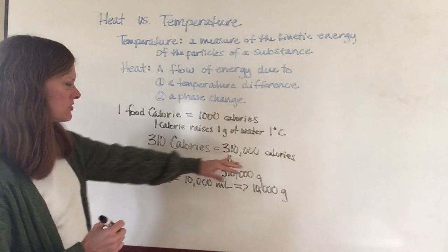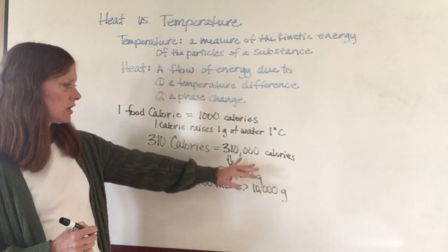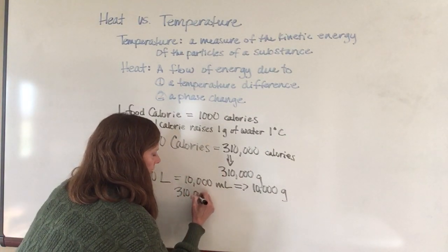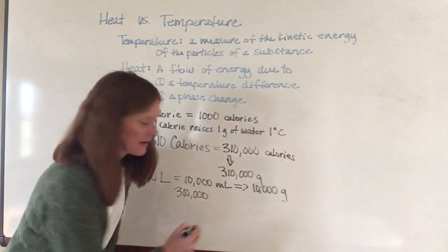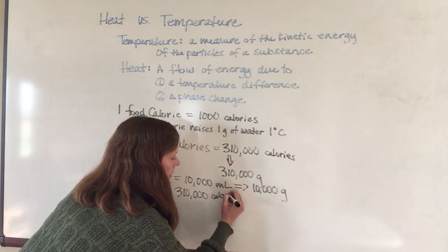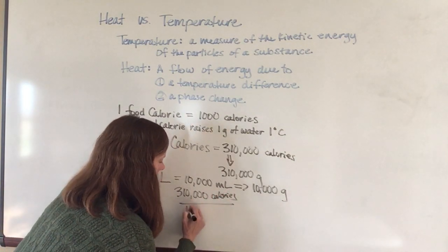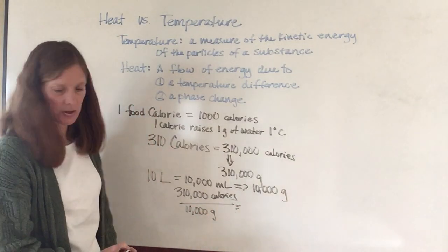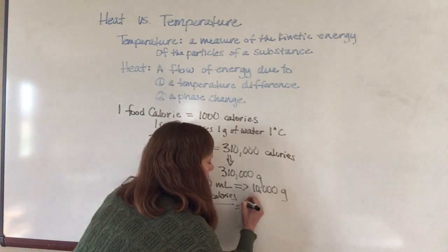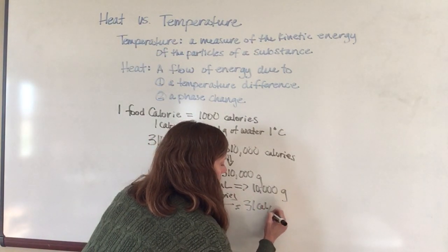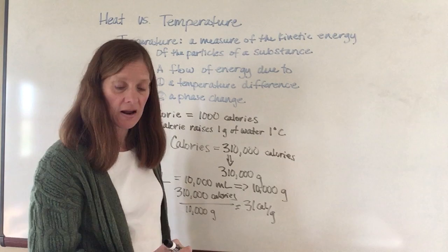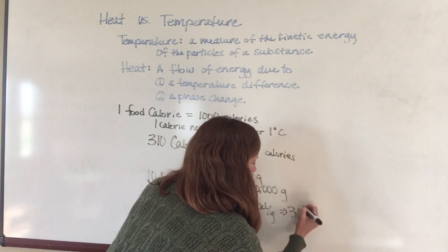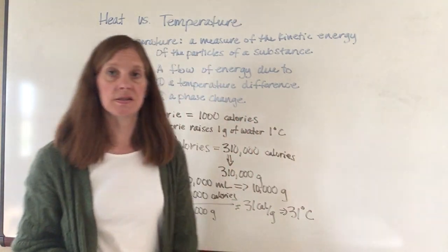Well, I have 310,000 calories to use up. And so if I then take 310,000 calories and I divide that by 10,000 grams, then what that's going to give me is that I'm going to have 31 calories for every gram of water that I have. And so that means that that's going to raise the temperature by 31 degrees Celsius.